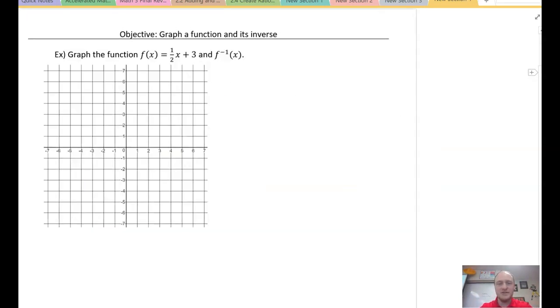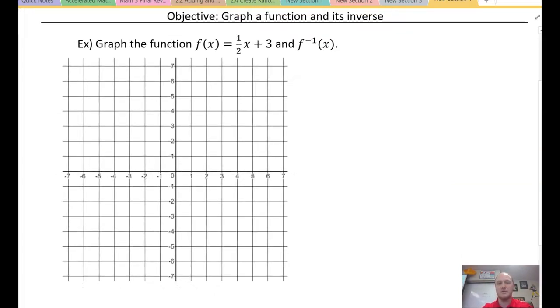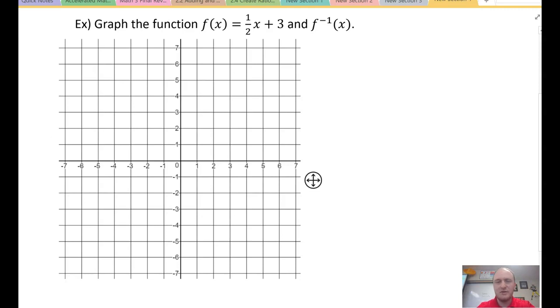All right, so here is our first example, and we're asked to graph the function f of x equals 1/2 x plus 3 and the inverse. So what I'm going to do first, and I'm going to try my best since I don't have a straight line tool, is draw this line y equals x. So straight line, okay, and it's got to be dashed.